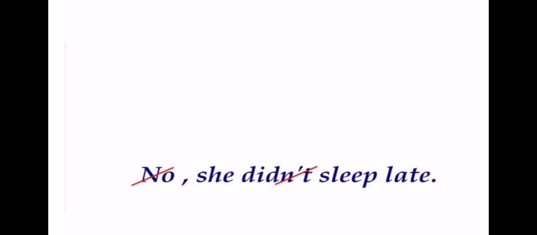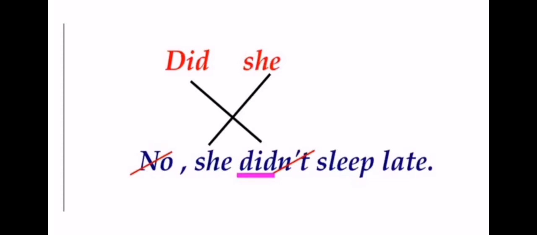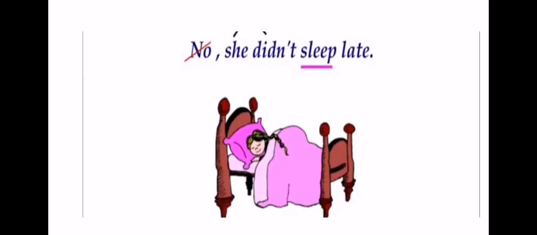Okay, and after that, we make scissors. Okay, make up scissors, please. It will be did she. The subject here, she. And then we look at sleep. Sleep is a verb. Yes, the verb here is in the infinitive form. Why, primary two? Because sleep comes after didn't.